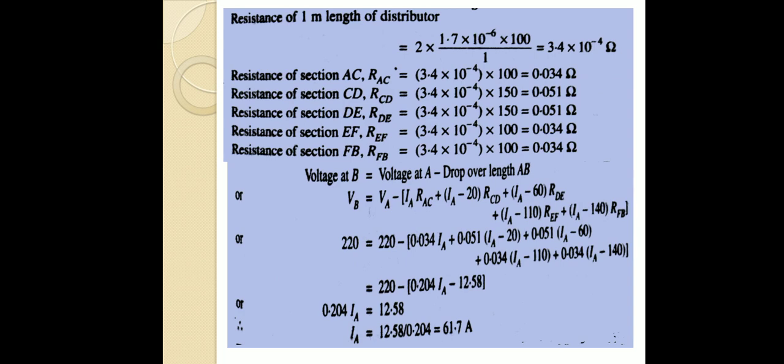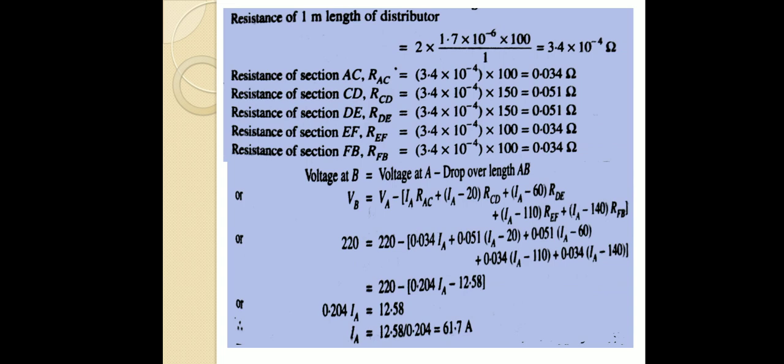Now coming to the resistance of 1 meter length of distributor. Here we are calculating with two wires, so it is 2 into the specific resistance, 1.7 into 10 to the power minus 6, into 100 divided by the area, per meter length. So it gives 3.4 into 10 to the power minus 4 ohms.